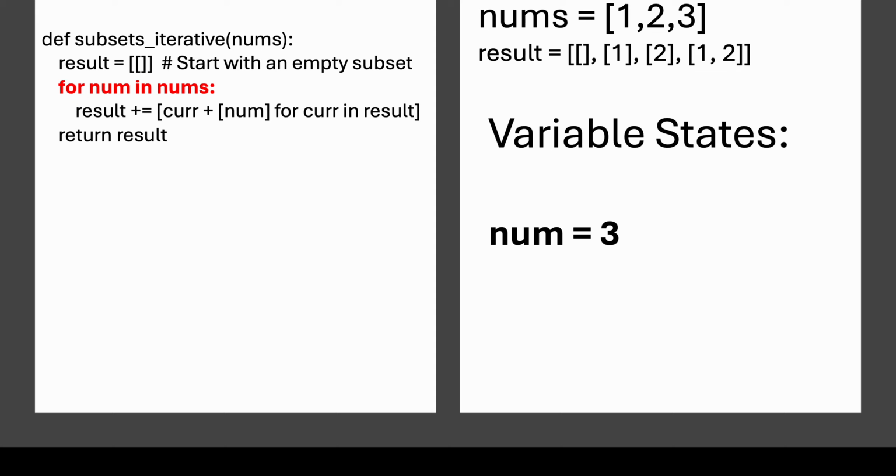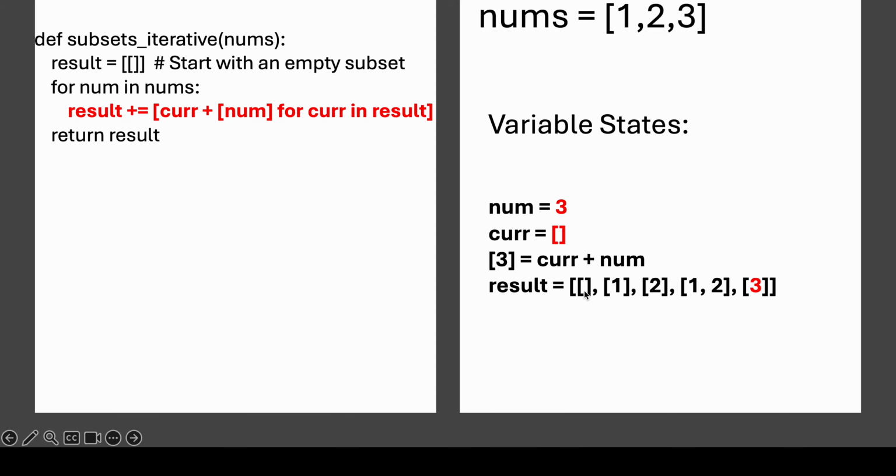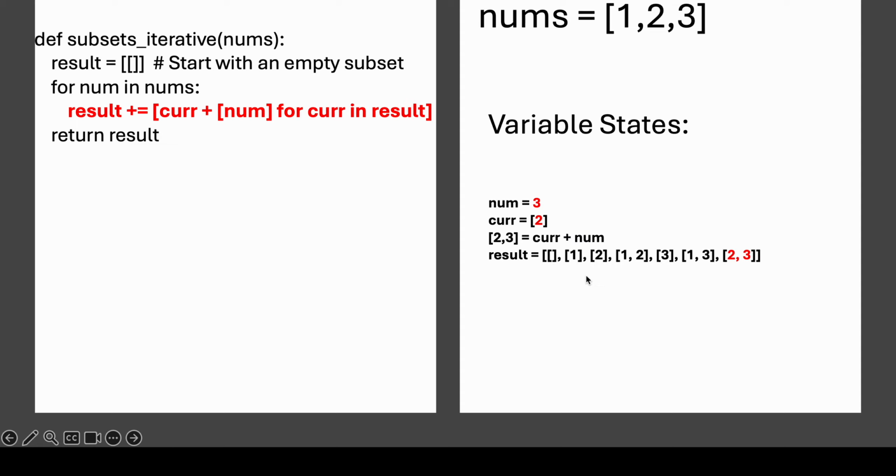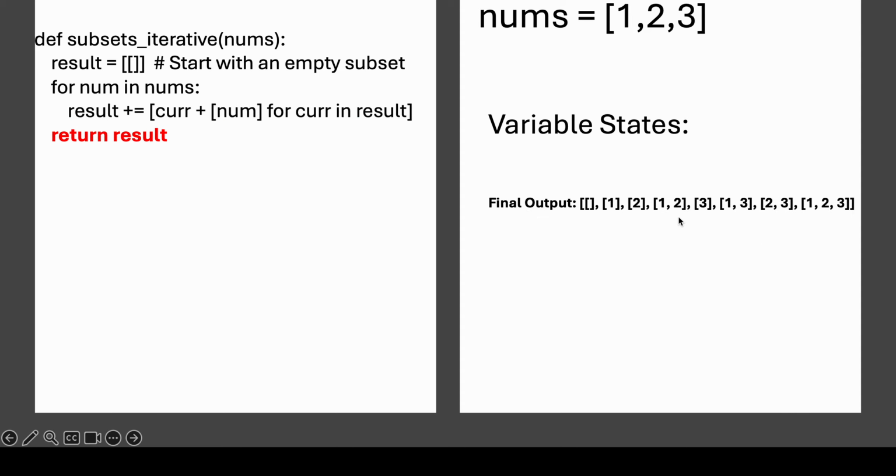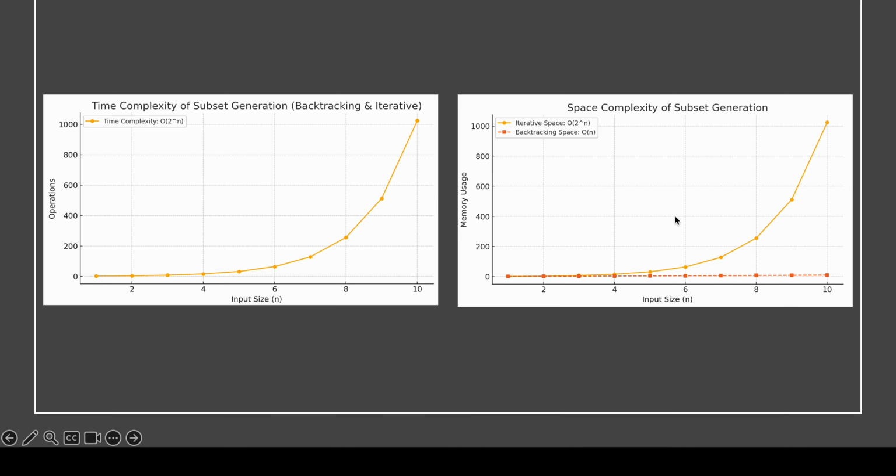Now we're back to the for loop, and we're at 3, and it always starts with the empty set plus 3, and that gives us 3 here. And then again, now we're at 1, so it'll be 1 plus 3, so it'll give us 1, 3. And now we're at 2 here, so it'll give us 2, 3. And then again, now we're at 1, 2, and we're concatenating it with 3. So that gives us 1, 2, 3, and that will end our loop. So we'll return the result, and that's it in regards to the iterative approach.